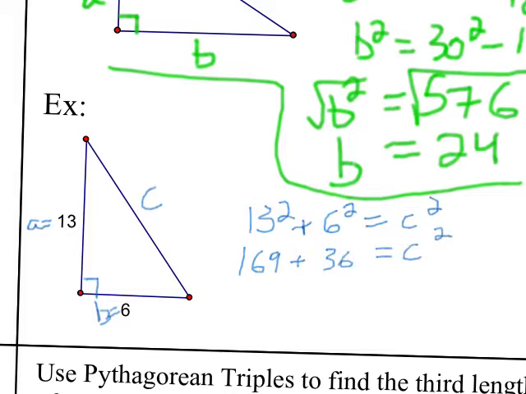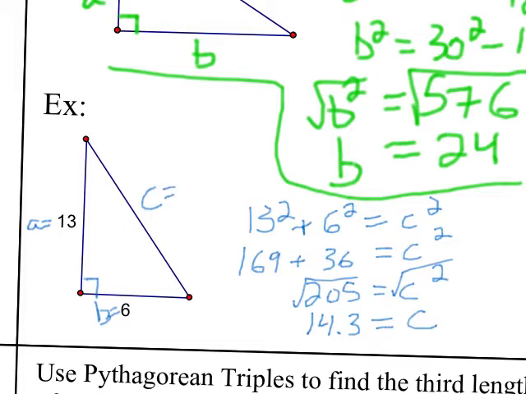Okay, 169 plus 36, plug that into your calculator, get 205. So C squared equals 205. We square root both sides, and we get that the square root of 205 is, yeah, it's a messy number. It's going to be 14.3-ish. For right now, you can leave that as a decimal, and I'm not particularly concerned about it. So we got about 14.3 for C.